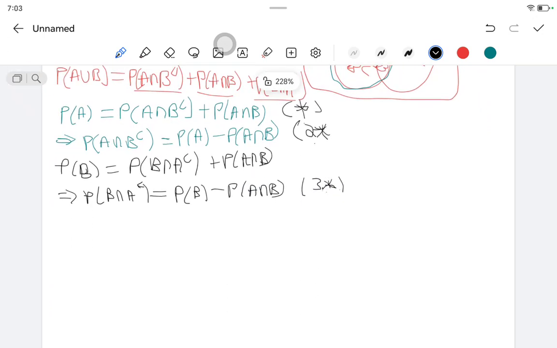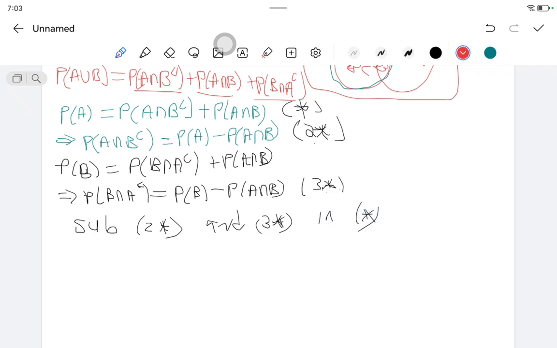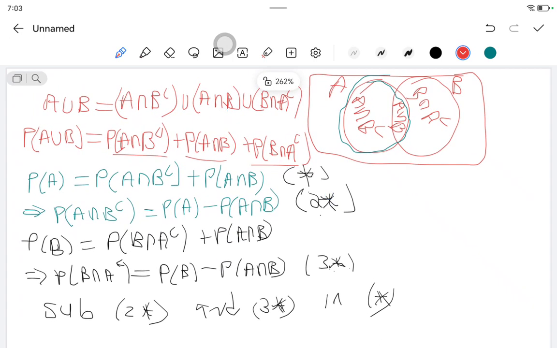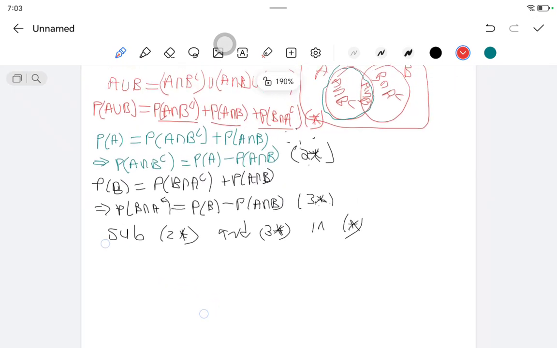Then what I can do now is substitute 2 star and 3 star into star. Wait, star is for this one, right? Yeah, I made a mistake here. Star is for the first one. I'm trying to put them like this. Yes, this is star, so I'm going to substitute those into that one.